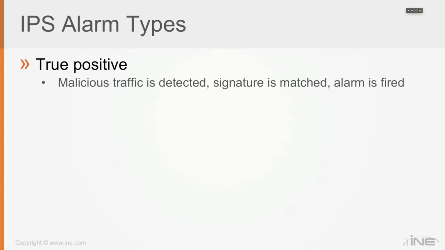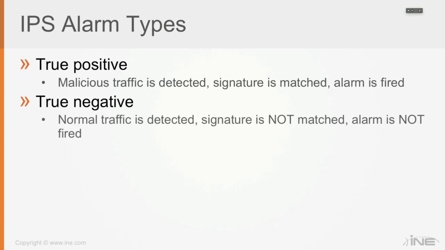So, true positive and true negative. First of all, those are good alarms because they have the true keyword. If it's a true type of alarm, it means that's what I want the IPS to do. True means that an event really happened and the IPS took action. True means that there was an event happening, something bad happened.